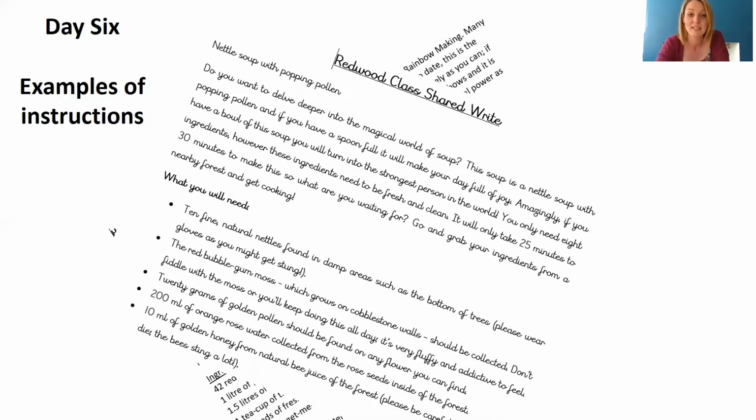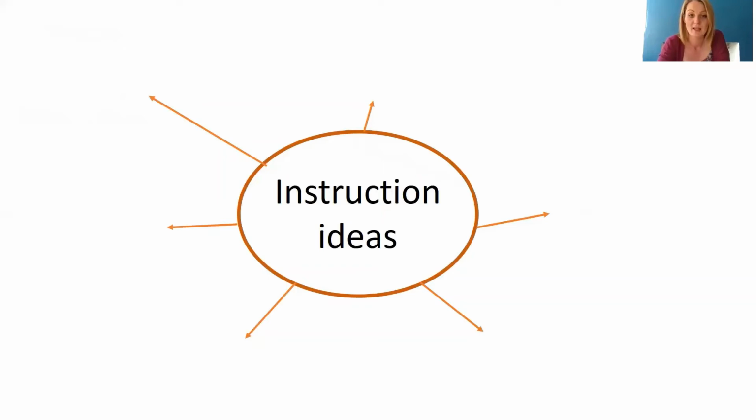And finally, I found a shared write that my English group did last year. So this is Nettle Soup with Popping Pollen, which again is an example of a really nice imaginative instruction text with loads of detail in it. Okay, so I want you on day 6 to read through those to help you generate some ideas. And then you can do a little bit of a mind map just to jot your ideas down.